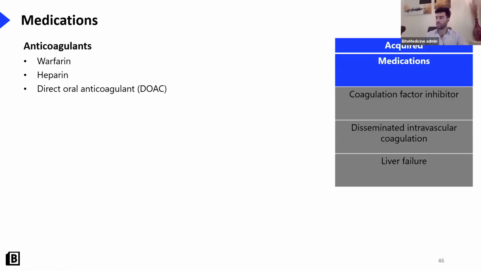Right, so we'll finish off in the next 10 minutes or so, hopefully. Looking at the acquired coagulation cascade diseases, we first want to focus on medications. Again, this is really important to understand: warfarin, heparin, and direct oral anticoagulants. What is the mechanism of action for warfarin? What does warfarin do?